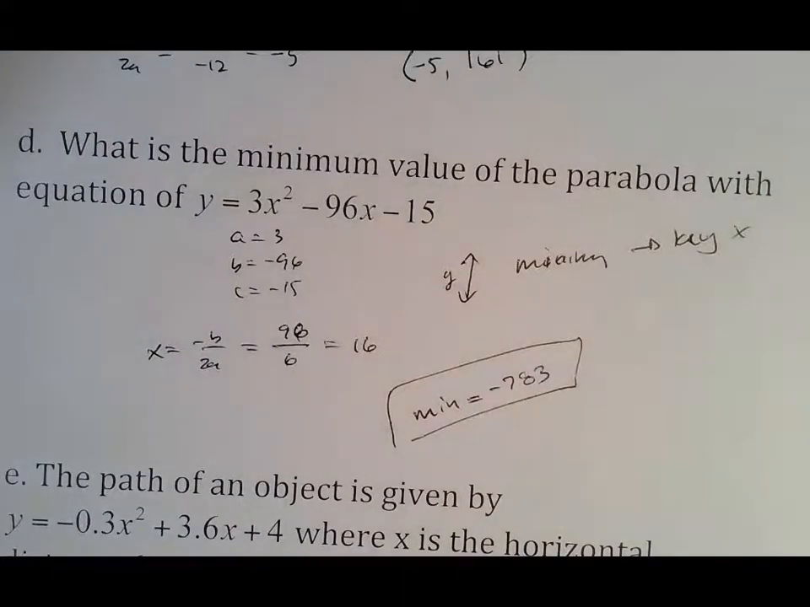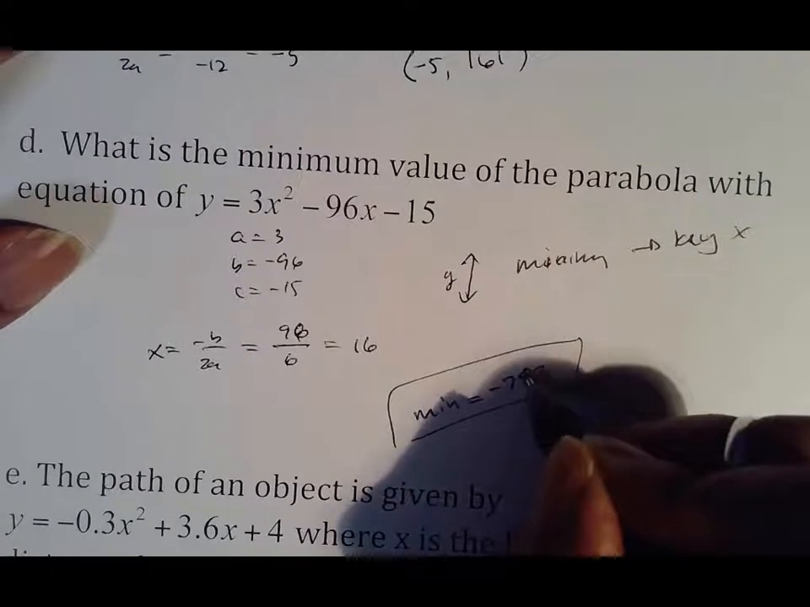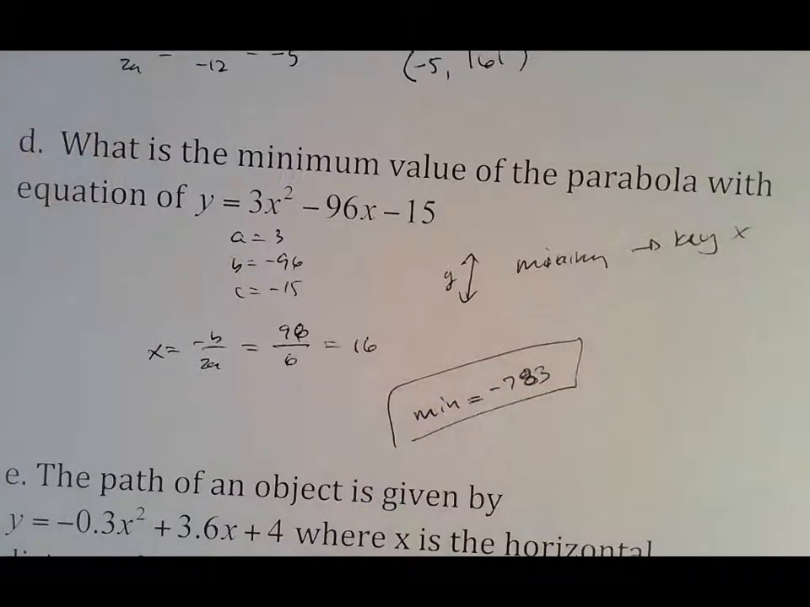You don't need an ordered pair because the ordered pair would be the vertex. They want to know what the minimum value is for y, not what the x value is. They just want to know what is the lowest that this graph is going to touch. And again, in terms of up and down, your y-axis goes up and down, so negative 783 is as low as this will go. All right.